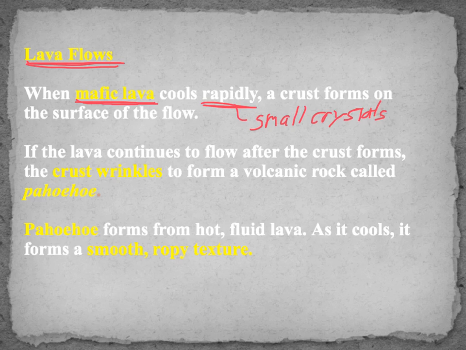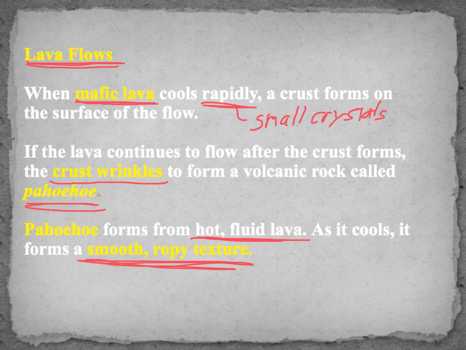And the other thing you can look at is as that lava continues to flow after a crust forms, it starts to wrinkle and it forms a rock called pahoehoe. And it forms from hot fluid lava. It's got a smooth, ropey texture. Pahoehoe, I think, means rope in Hawaiian or something like that. So you just get this smooth, ropey structure. It's just one way that a lava flow can cool.